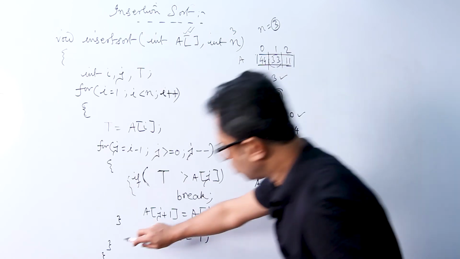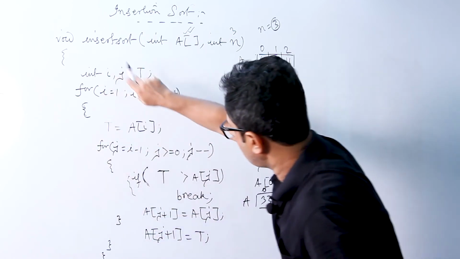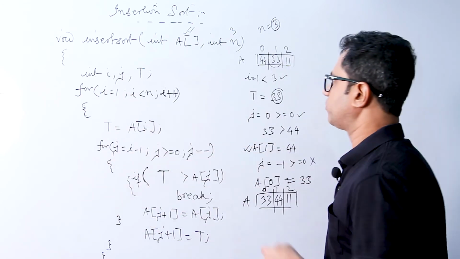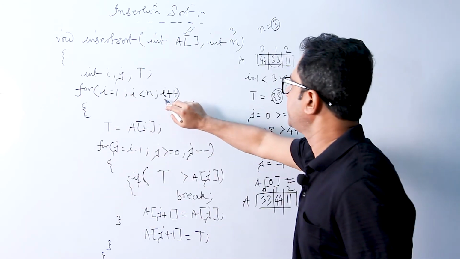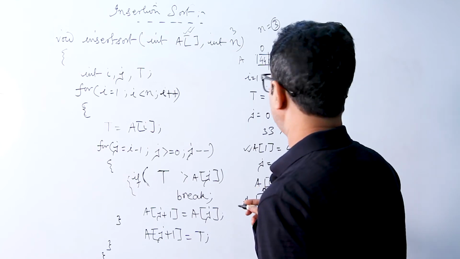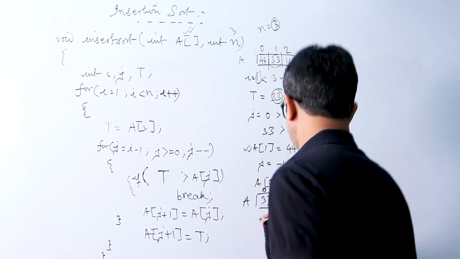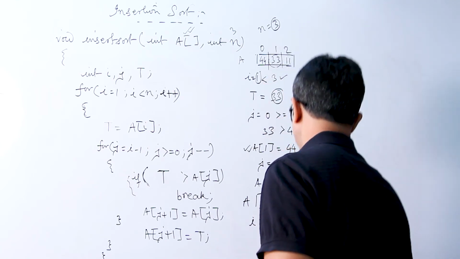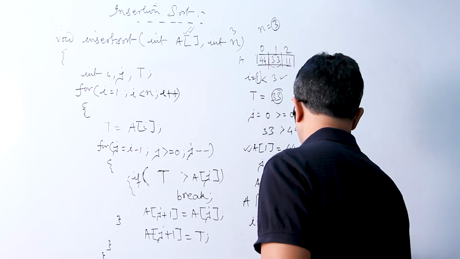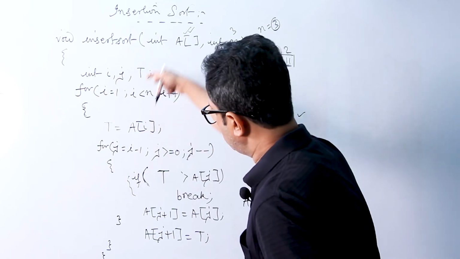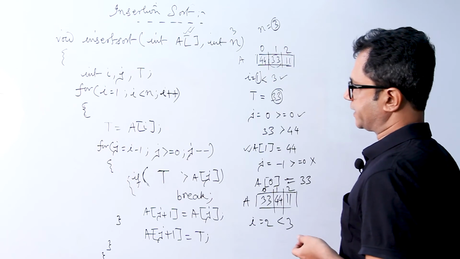Now we go to this outer for loop once again. We try to enter the outer for loop after incrementing the I value. I value was 1 previously, now the I value will become 2, and 2 is definitely less than 3. So we will enter the outer for loop once again for the second time.